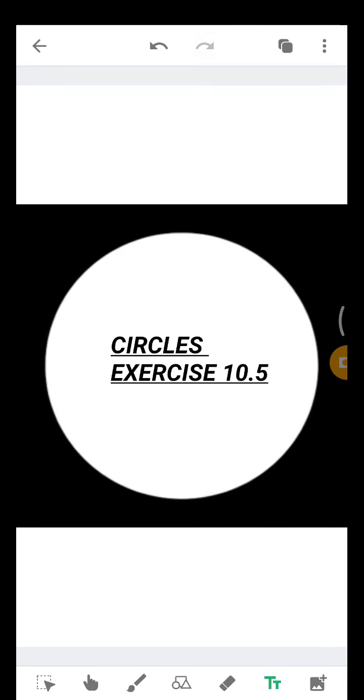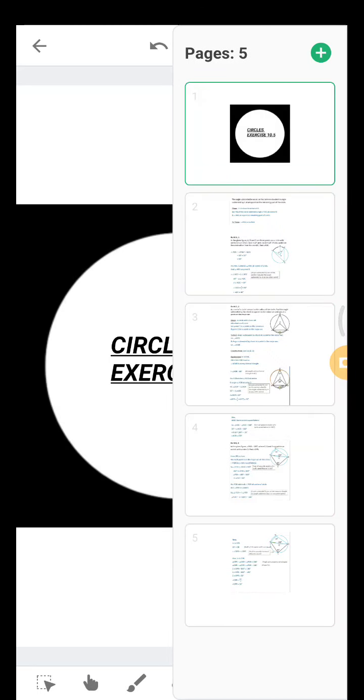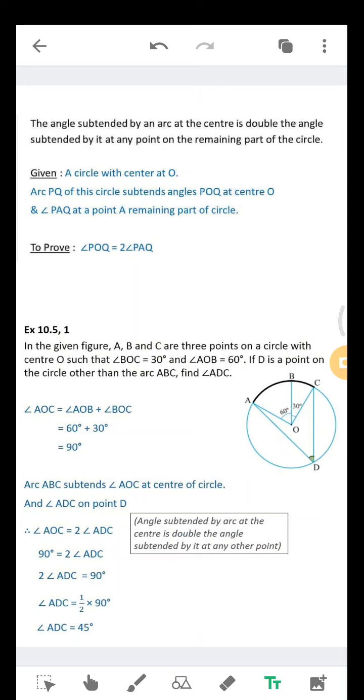In today's session we will start exercise 10.5 of circles. In the last session we discussed a few important theorems. Now in today's session we are going to see how we can use those theorems to solve different questions. We'll see how to apply those theorems to solve different questions. Here for your reference I have given the theorem which we proved in the last session.